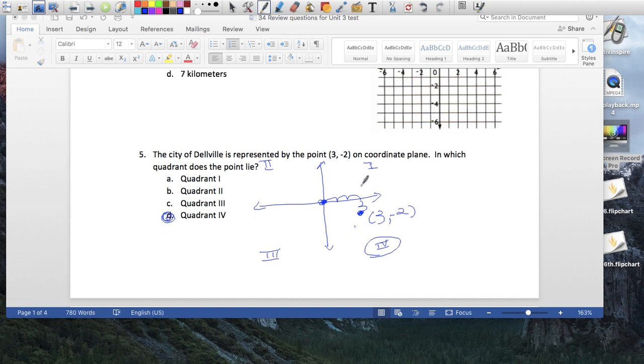So you can do this on the test. There's no reason why you can't create a coordinate plane and just move around it so that you know where you are. Or if you memorize the characteristics, you know that in quadrant 4, the first number is positive, the second number is negative. Okay, so you've got choices here.